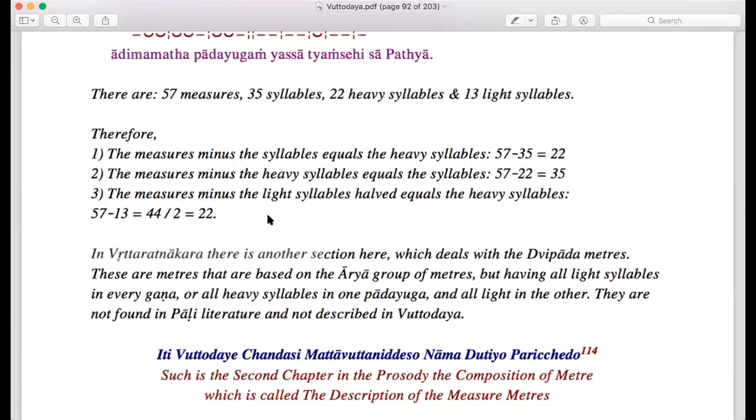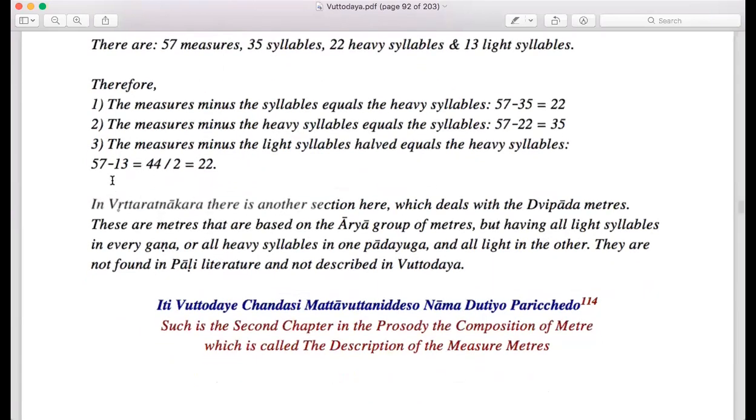And then the number of measures, 57. Subtract 13. Sorry, that means 44. 44, right? Half of 44 is 22. That means there are 22 heavy syllables. Yeah, there are 22 heavy syllables. So that's what is said here.